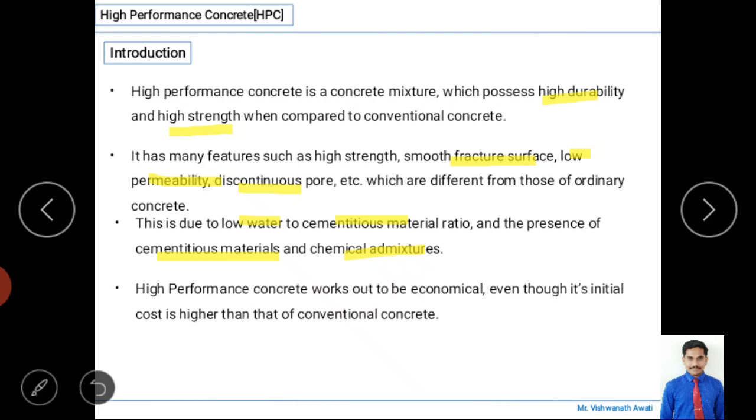Next, high performance concrete works out economical. Works out economical means it requires less overall investment, because investment is required for construction as well as for maintenance. Here the investment for construction is a little higher than normal concrete, but it requires less investment for maintenance, like repair and some other works. It requires less maintenance cost. That's why it is called economical.